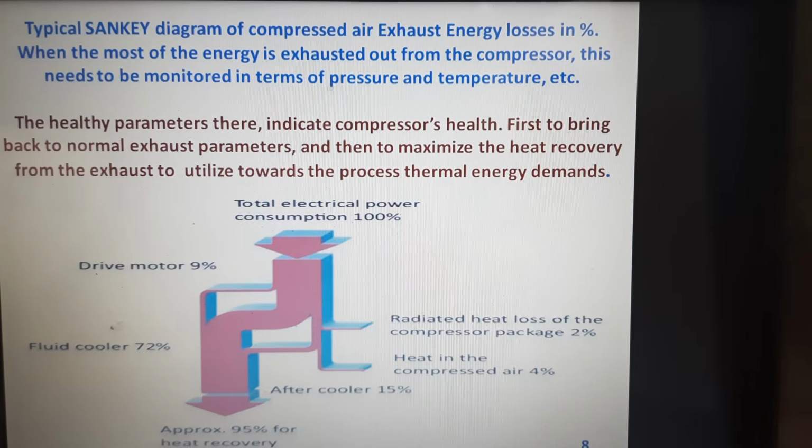So coming to the compressed air, see the compressor system, if you see the heat of rejection, it's almost 70 to 90%. See, overall it is around 95% meant for heat recovery, but almost 70% it is getting lost in the exhaust air. So most of the energy, 70% of the exhausted air, especially on the screw air compressor we are talking about now, is exhausted from the compressor, this needs to be monitored.